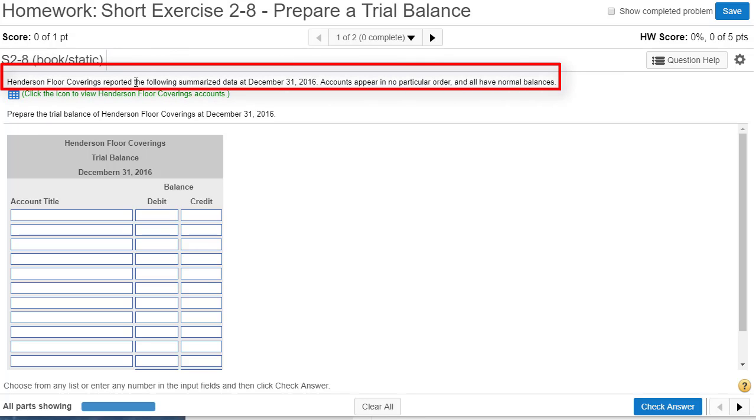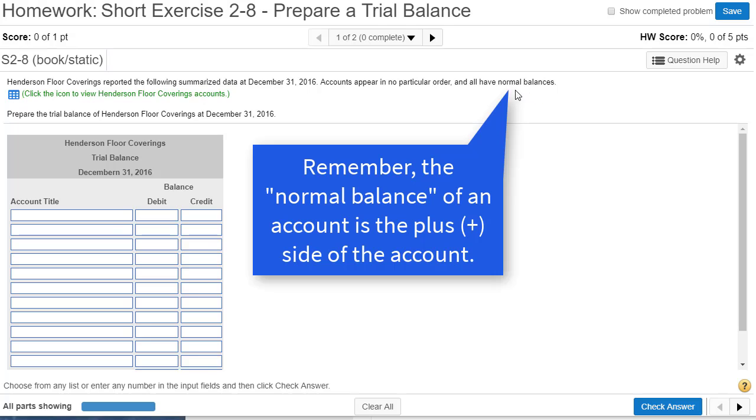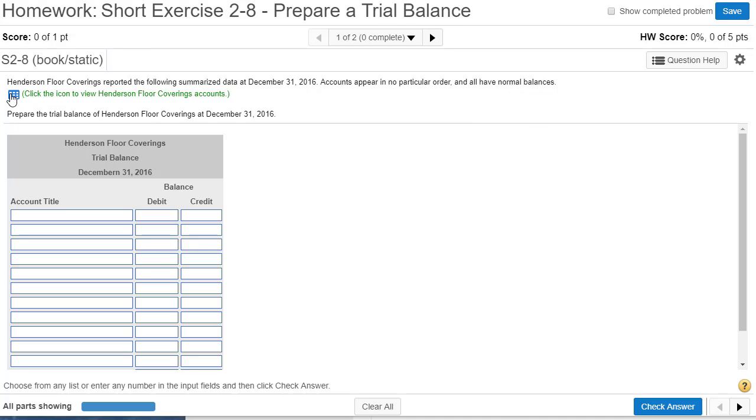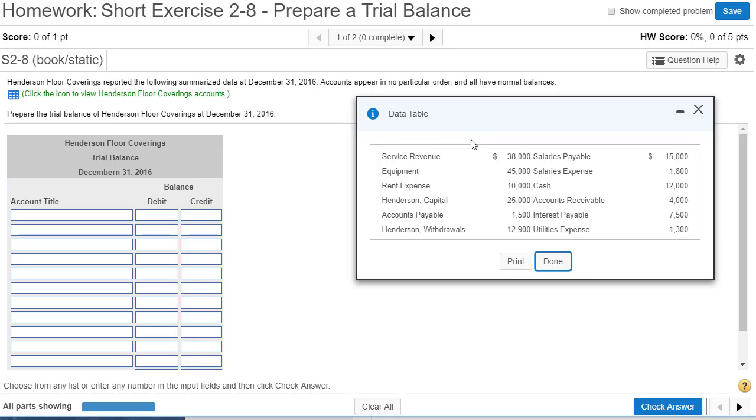Henderson Floor Coverings reported the following summarized data as of December 31st. Accounts appear in no particular order and all have normal balances. Remember, a normal balance just means a positive balance. They all have a balance on the positive side of the account. So here's a list of accounts, and again, they are not in any order.